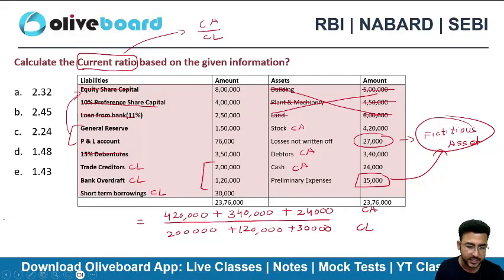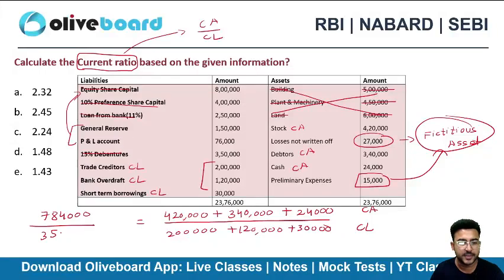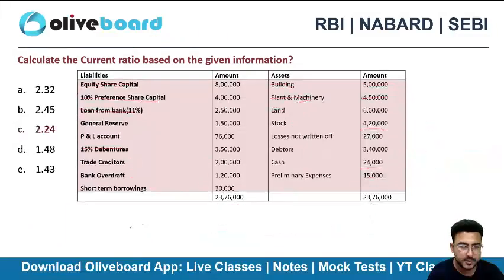So what will be the total here, guys? 4,20,000 plus 3,40,000 plus 24,000, which is 7,84,000, divided by my current liability, which is 2 lakh plus 1,20,000 plus 30,000, that is 3,50,000. What will be the current ratio here? 2.24 times, so option C is the correct choice.